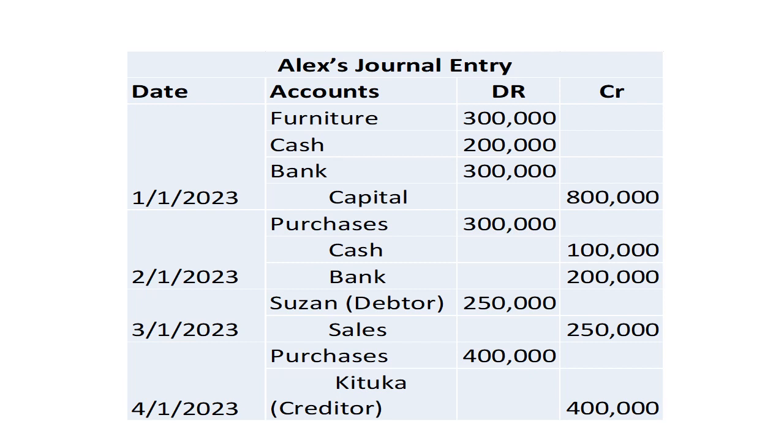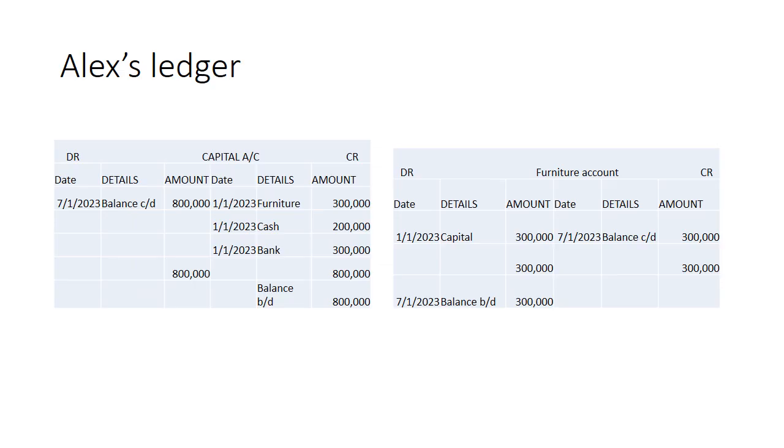Again, Susanna made a sale on credit, so we are going to debit Susanna by 250,000 and credit sales by 250,000. Then on purchases on credit, we are going to debit purchases 400,000 and credit Kituka as our creditor by 400,000. On the ledger part, we are going to show this with the individual accounts.